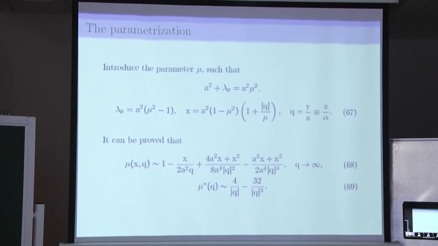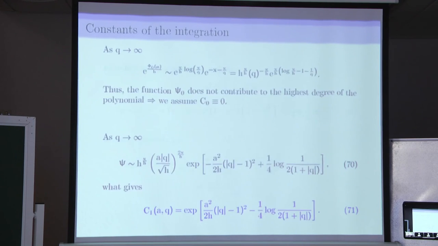But we can find a more convenient parameterization with the parameter mu. Here it is. And this parameterization gives us the answer, because we can find the asymptotics of mu as z tends to infinity, and the asymptotics of mu star, which corresponds to the focal point, as z tends to infinity. And so after that, we obtain the asymptotics of our solution psi 0.